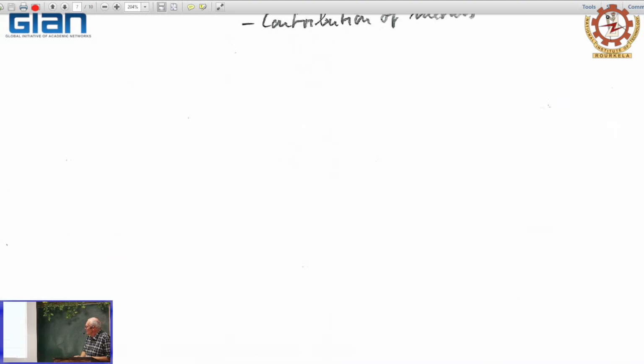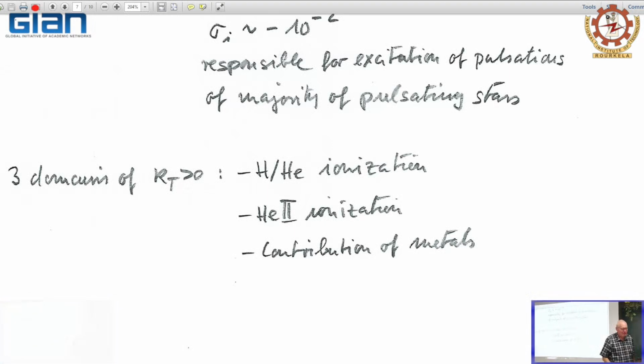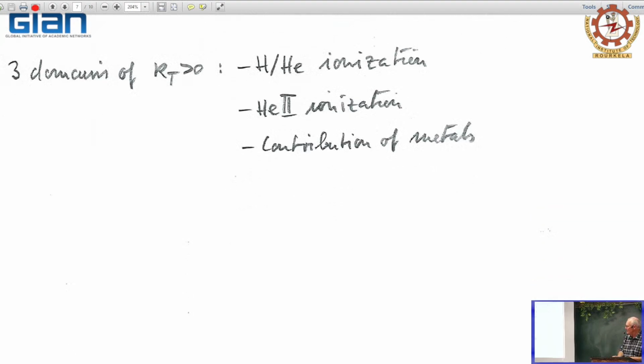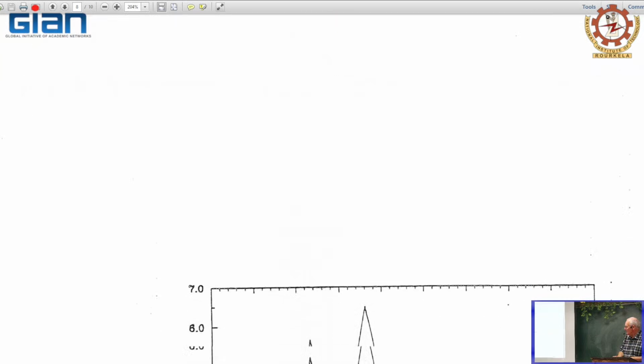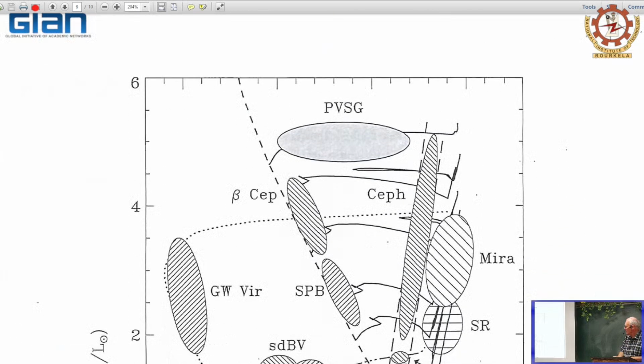Okay, so what we have, there are three domains where kappa_T is bigger than zero: hydrogen, helium, helium-2 ionization, and the contribution of metals. And these three processes give rise to the excitation of pulsations of various stars.